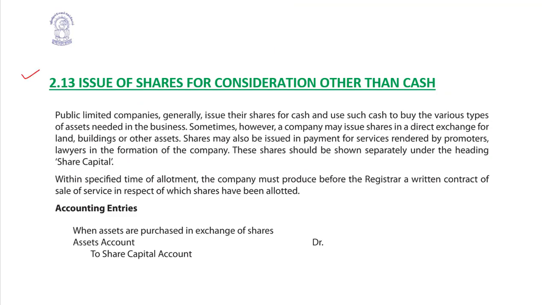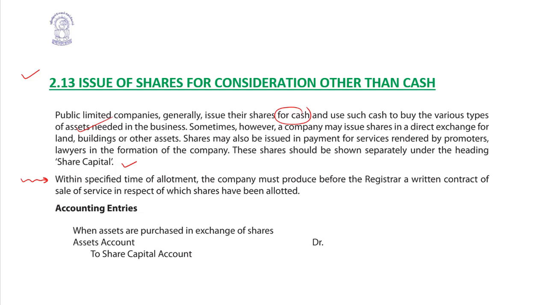Issue of shares for consideration other than cash. Public limited companies generally issue their shares for cash and use such cash to buy various types of assets needed in the business. Sometimes, however, a company may issue shares in a direct exchange for land, building, or other assets. Shares may also be issued in payment for services rendered by the promoters and lawyers in the formation of the company. These shares should be shown separately under the heading share capital.